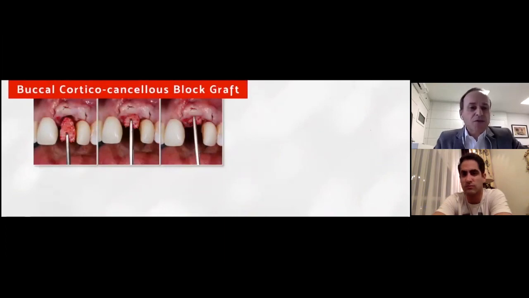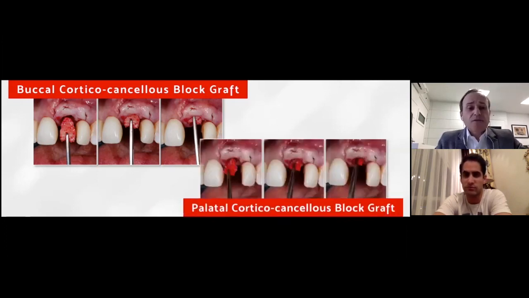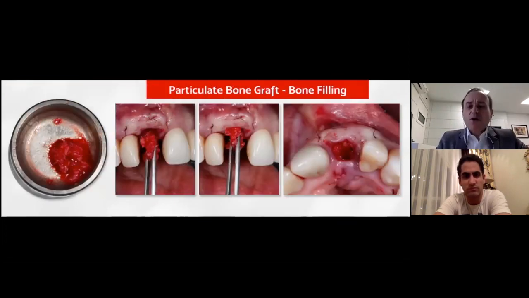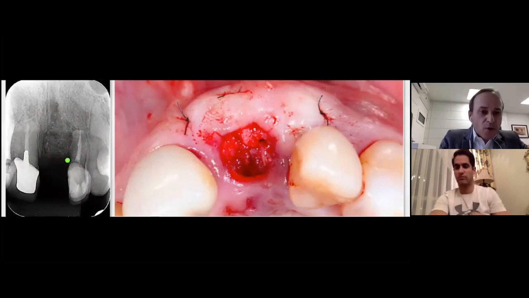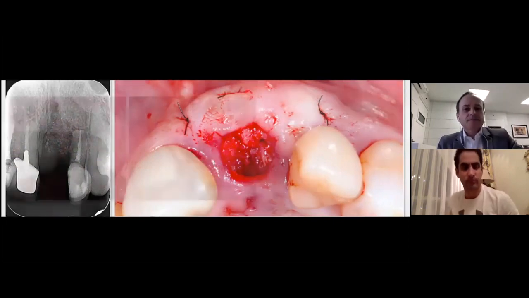and we started the reconstruction. First of all, we used a buccal cortical cancellous block graft in order to restore the facial aspect, plus the palatal cortical cancellous block graft. And we restored both sides, the buccal and the palatal area. And we used particulate bone graft to promote the bone filling. We packed this graft using a bone compactor. And here you can see that the socket was completely rebuilt. And through this x-ray, you can see here the bone graft completely inside the defect.